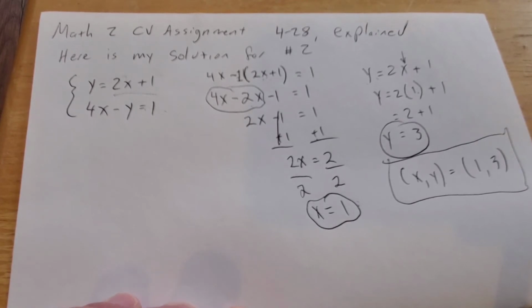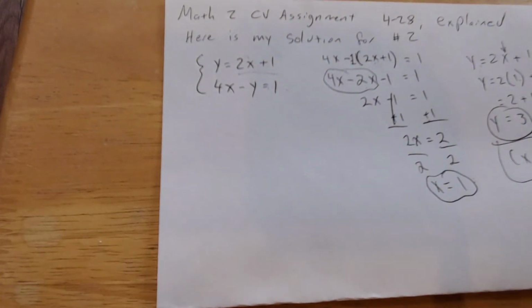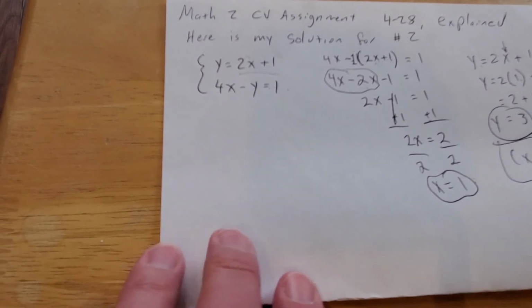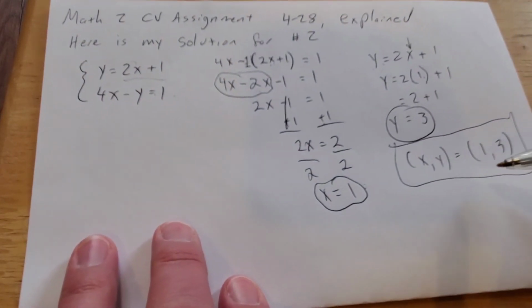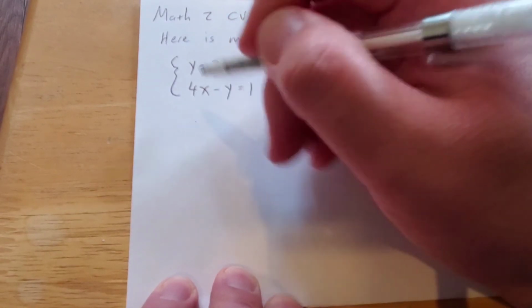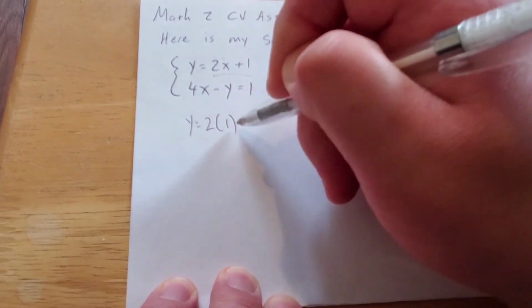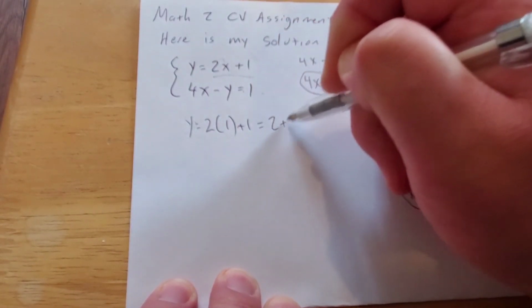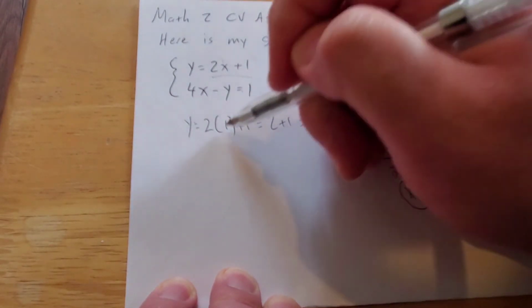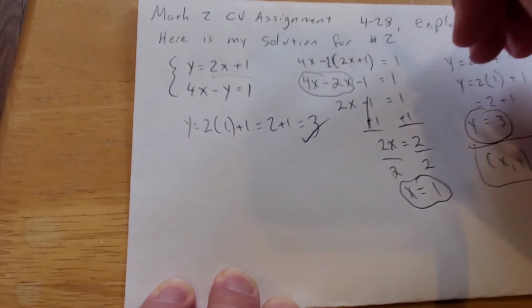And we could check that with Desmos by graphing our two lines and seeing that they intersect at 1 comma 3. But since this is an algebra lesson, I'm going to show an algebra solution to make sure that we have done this right. I know that x equals 1 and y equals 3. That has to work in both of these equations. So I've got y equals 2 times 1 plus 1 is 2 plus 1, which is 3. When x equals 1, y equals 3. That's the easy one. And I think we already knew that one.